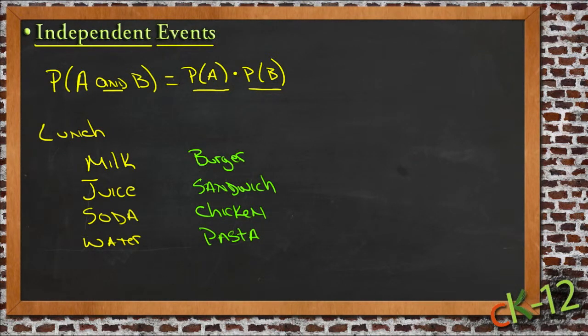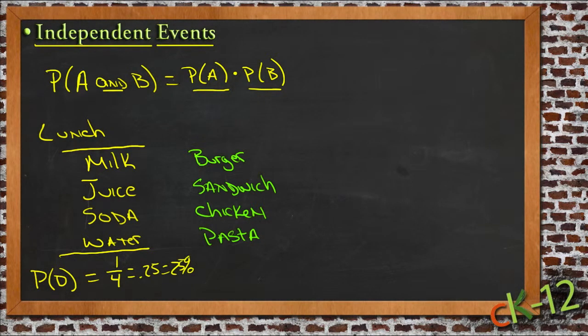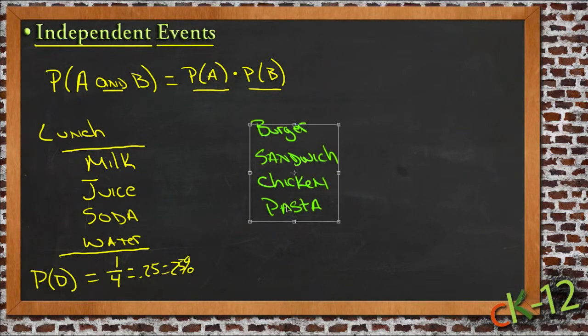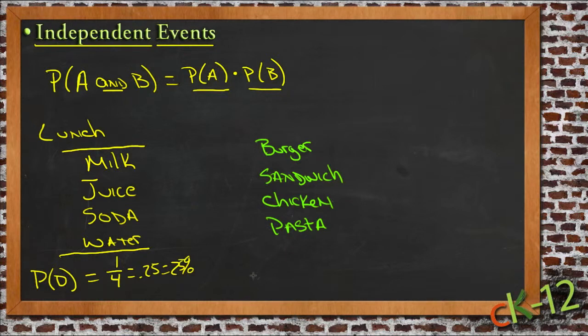So your chances of picking any one of these four choices for drinks, so the probability of any particular drink, is 1 out of 4, or 0.25, or 25%, depending on how you want to think about it. Your chances of picking any one of these four foods to eat are exactly the same. So the probability of your food is also going to be 1 out of 4, or 0.25.